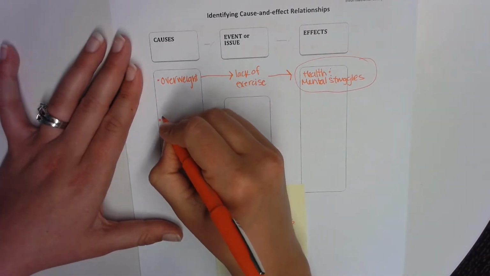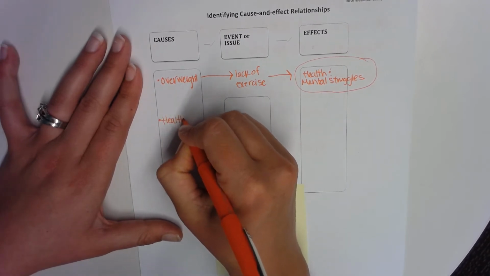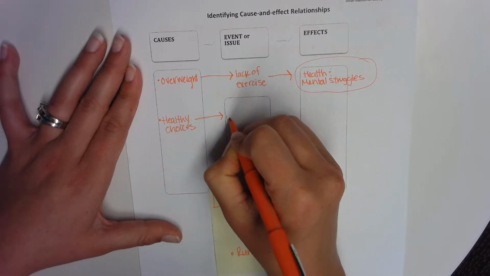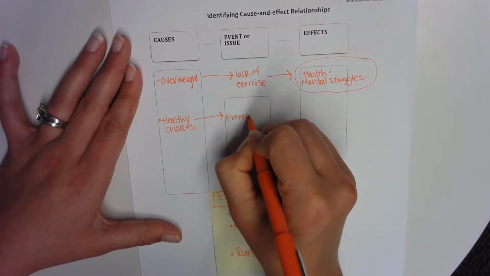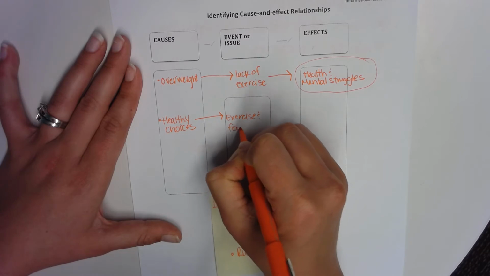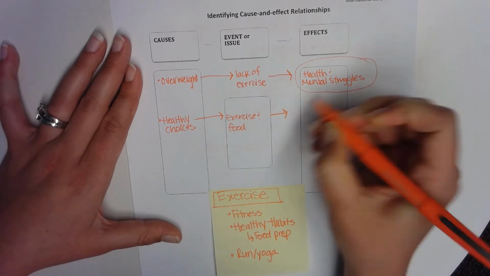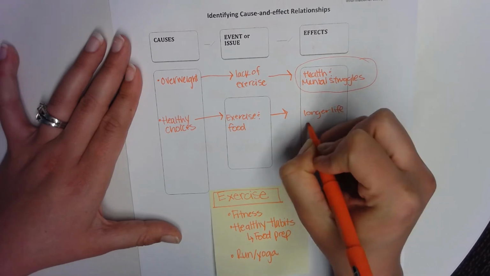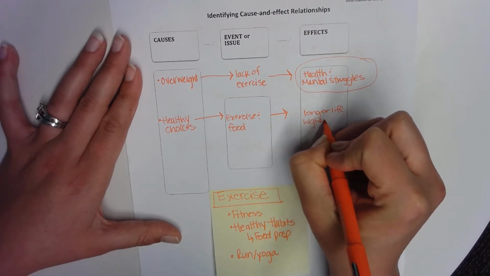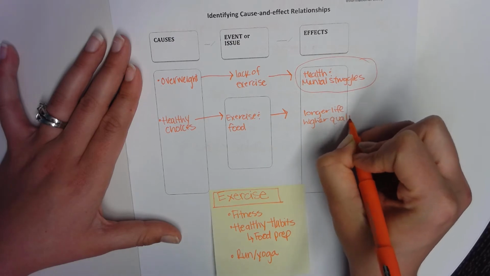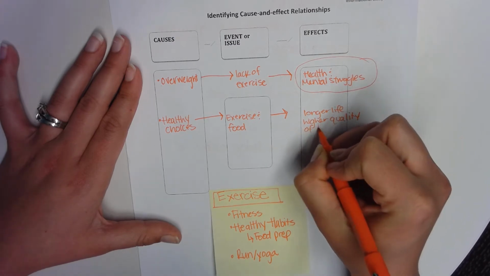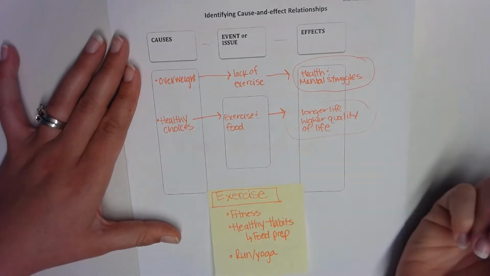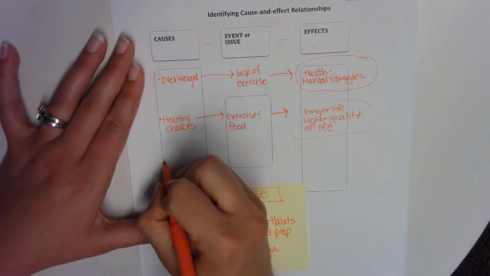I could go the route of healthy choices, meaning exercise and food lead to longer life and higher quality of life. Okay, absolutely. I would need some statistics here again, but definitely I could do that.